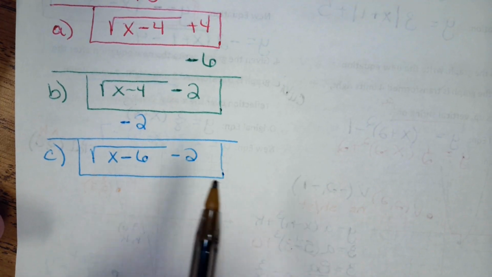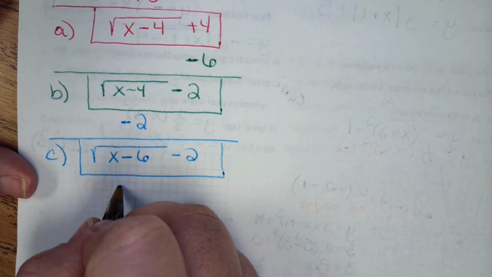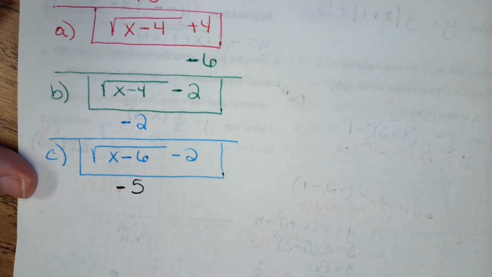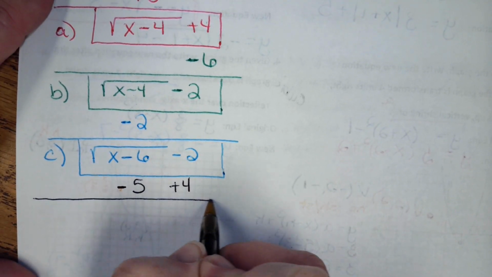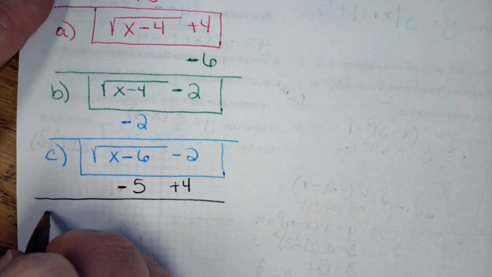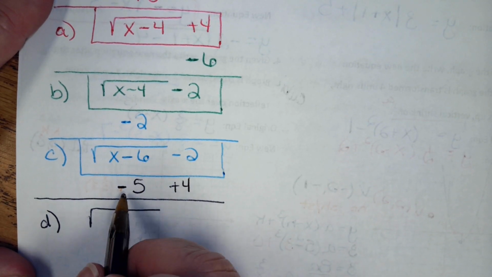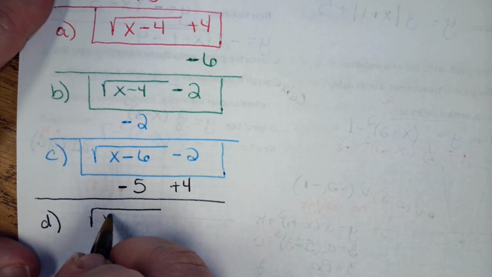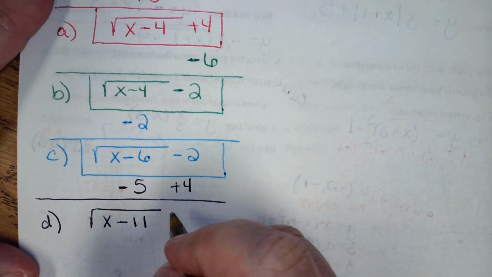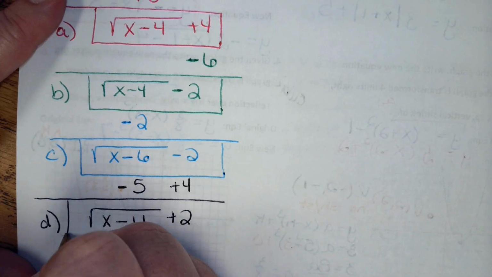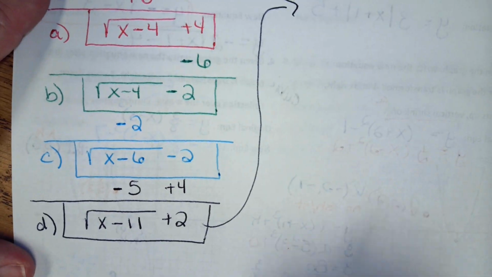All right. For D, it says right 5. So we know we're going to subtract 5. Up 4, we're going to add 4. X minus 6 minus 5, so negative 6 minus 5 gives us negative 11. And negative 2 plus 4 gives us 2. Now I'm going to rewrite that right here so I have room.